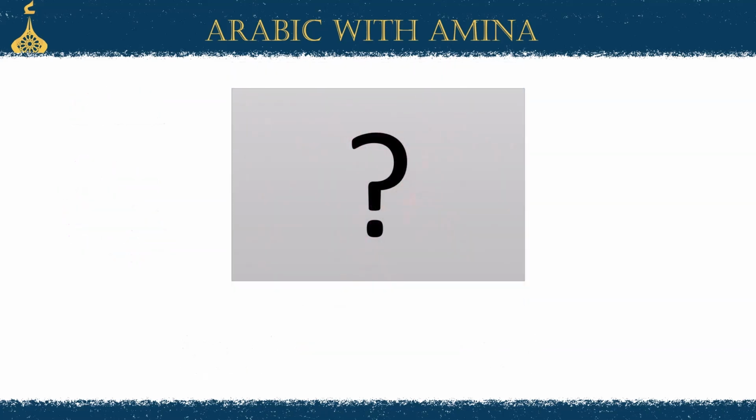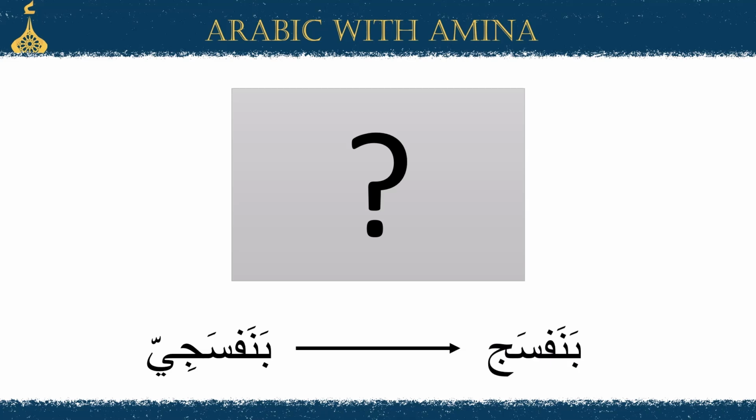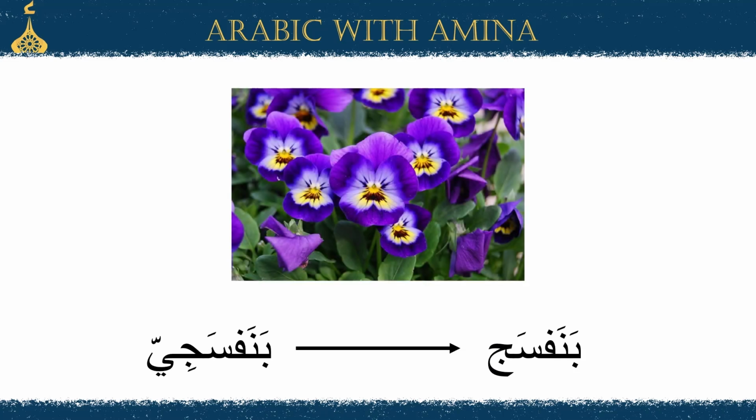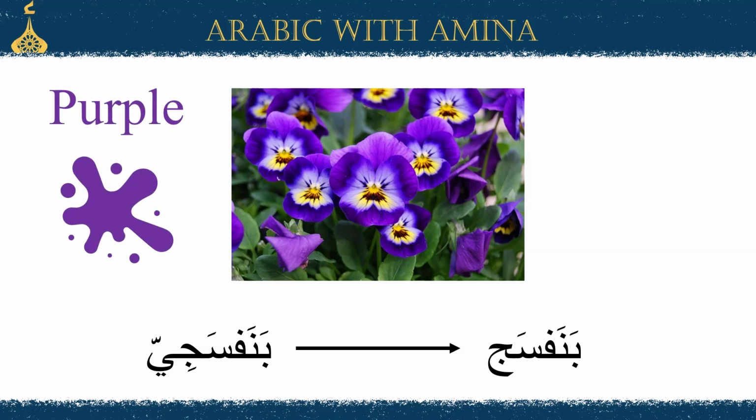Let's go in reverse now. I'm going to give you the color, which is banafsaji, and I'm going to ask you to figure out what noun it comes from. The answer is banafsaj. The color banafsaji, we remove the letter ya, meaning it came from the word banafsaj. And banafsaj is the Arabic word for violets. So banafsaji means violet or purple.